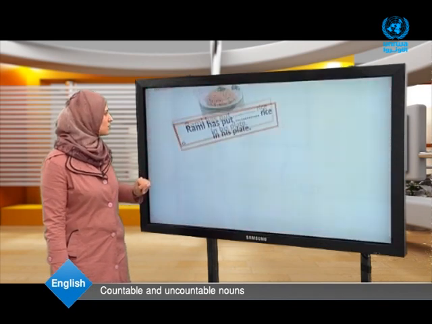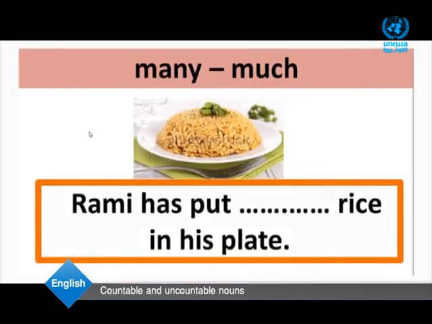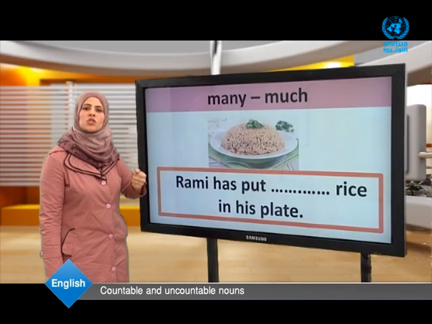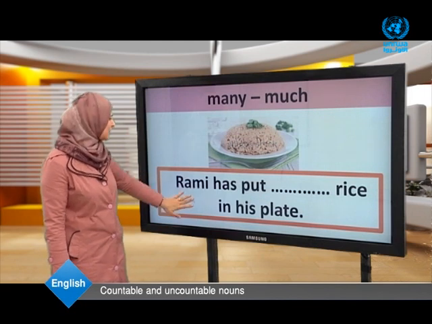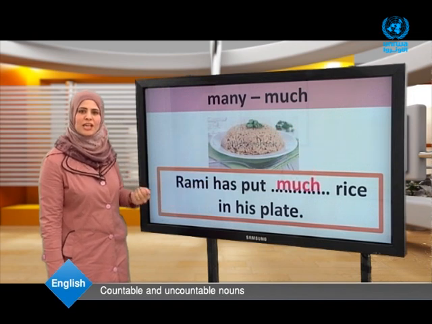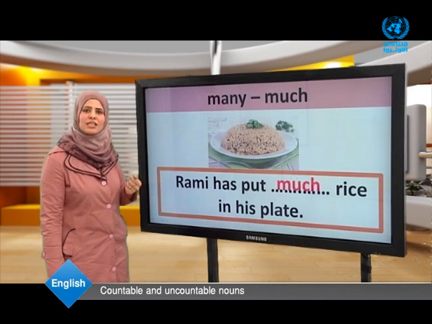Let's go on. Here we have rice. Rice is an uncountable noun. Let's read the sentence. Rami has put many or much rice in his plate. Which one suits the rice, which is an uncountable noun? Exactly. The answer is Rami has put much rice in his plate.